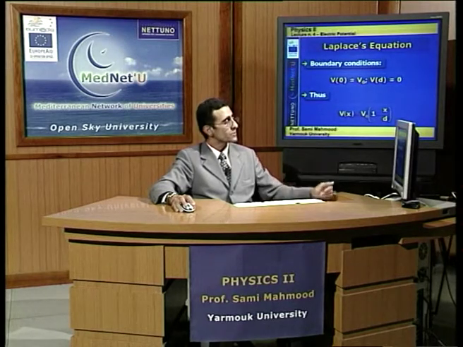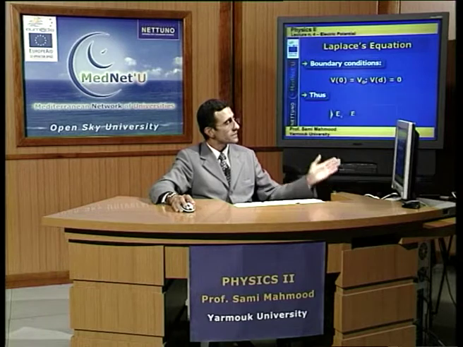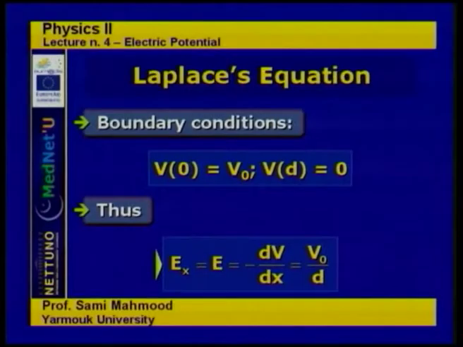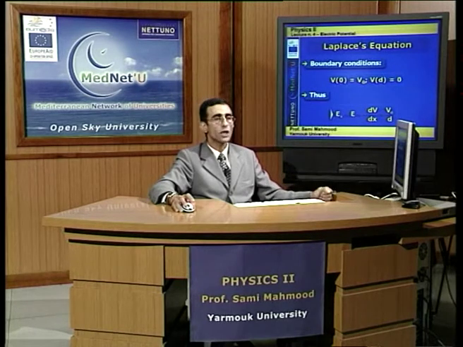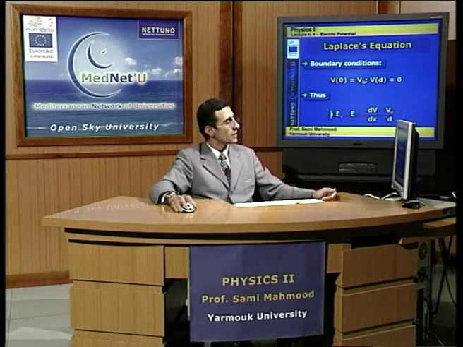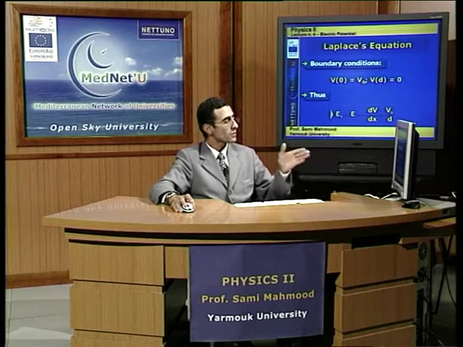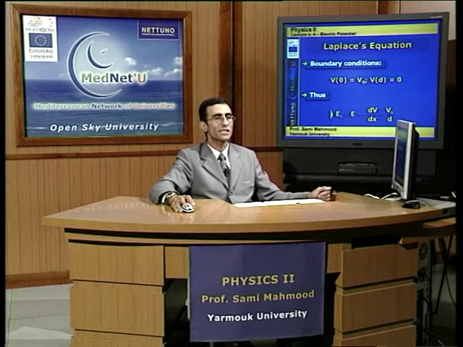This gives the relation between the potential and the distance between the two plates, and the electric field is derived from the relation between the electric field and the potential. E sub x, which is the only component of the field, is equal to minus dV by dx, which is simply V naught over d. That is the electric field, and the electric field is known to be constant between the two plates, equal to V naught, the potential difference between them, divided by the distance between them.